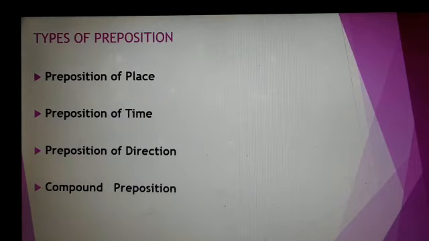Now, there are many types of preposition, but because of time, we will concentrate on 4. So we have preposition of place or location, we have preposition of time, we have preposition of direction, and of course, compound preposition.